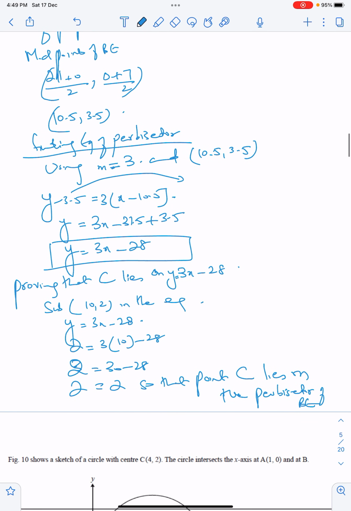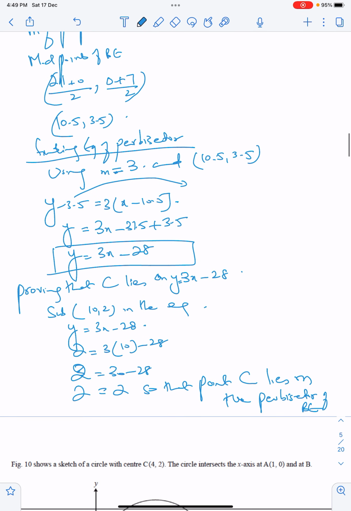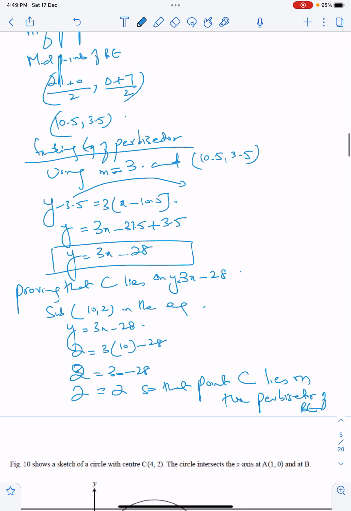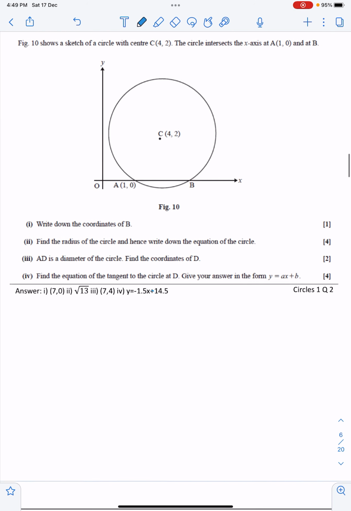Whenever you have to check whether a point lies on a given line or not, you just have to plug in the x and the y coordinate in place of x and y in the equation, and if both sides of the equation, the right hand side and the left hand side, have the same final value, that means the point lies on the line. Otherwise the point does not lie on the line. Okay, this is the next question.